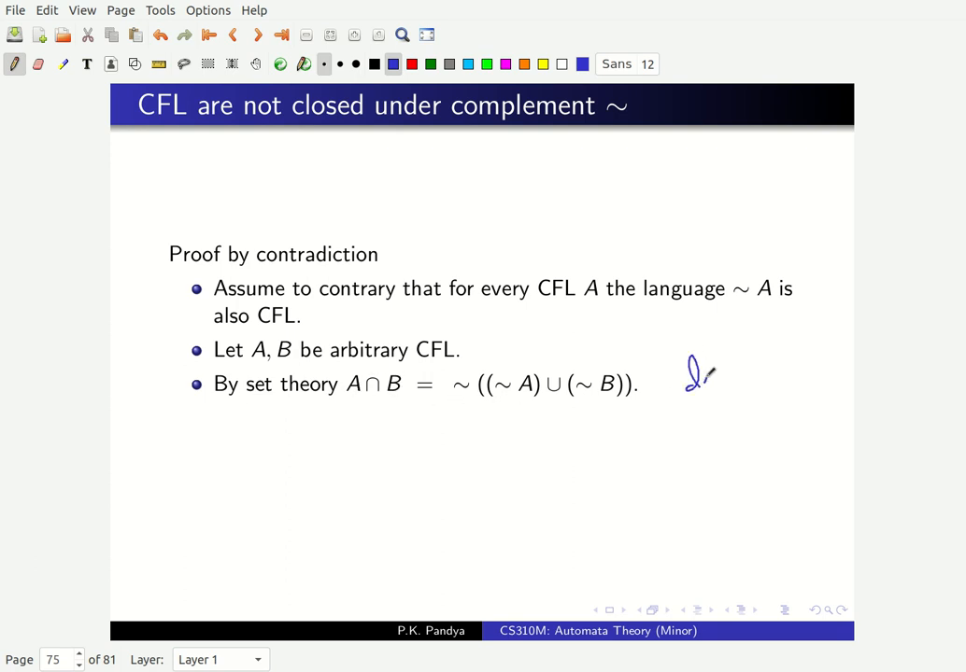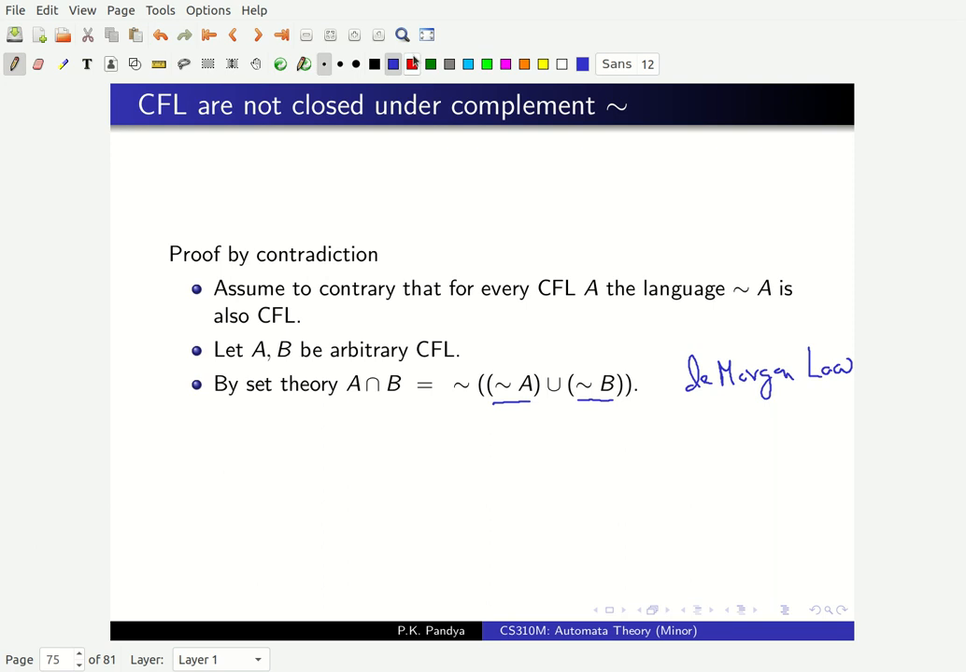This is nothing but De Morgan's law, right? It says that A intersection B is exactly equal to the right hand side expression. This you know. This comes from set theory. But if context-free languages are closed under complementation, then if A is context-free, we are given A and B are context-free, then this underlined expression is context-free, its complement is context-free, B is context-free, so this is context-free.